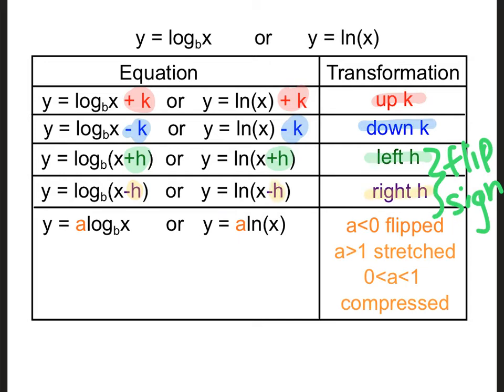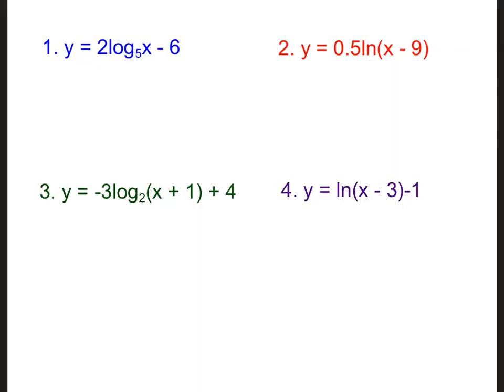And then for a, we have a couple of options. If your a value is smaller than 0, then your graph is going to flip across the x-axis. If a is bigger than 1, it's stretched. And if a is between 0 and 1, then it's compressed. So essentially the last one, if you have a fraction or decimal that's bigger than 0 but smaller than 1, it will be compressed.